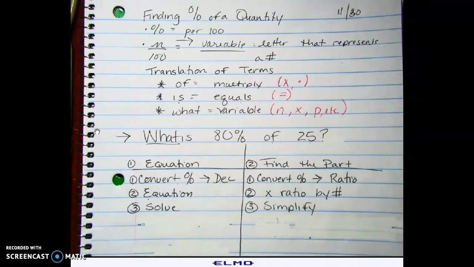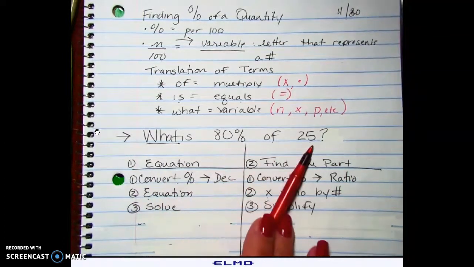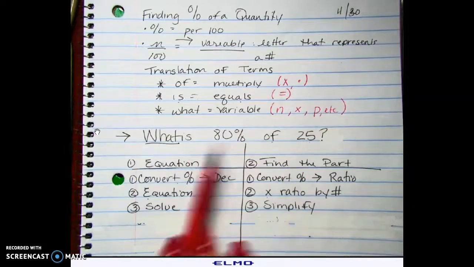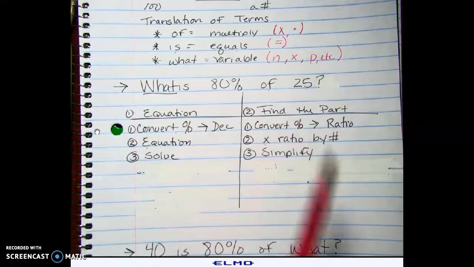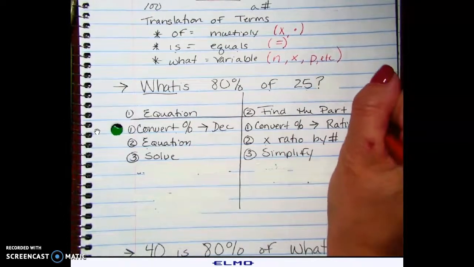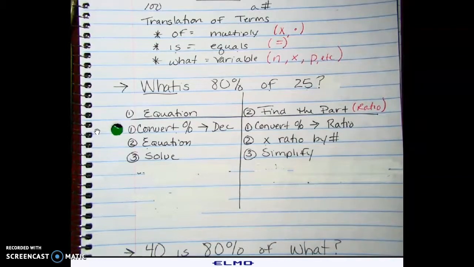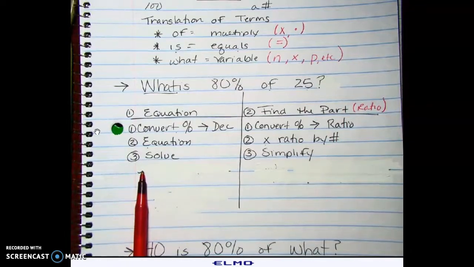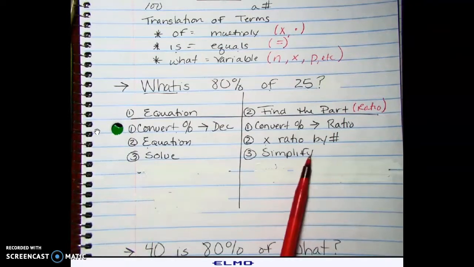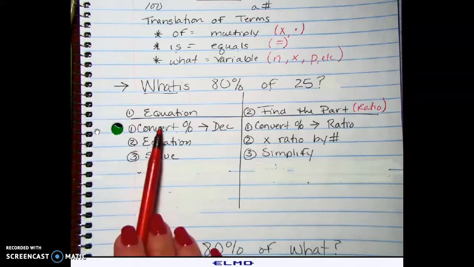Okay, so we're going to start with this. What is 80% of 25? So there's two ways to find this. One way is making an equation, and one way is finding the part by using a ratio. Okay, it's really kind of important to know that. And you know what? I'm going to be honest, this is the one that I prefer, but you may prefer this. So either one will work, and I'm going to show you a different one tomorrow. So there you go. So let's look at what our steps are.